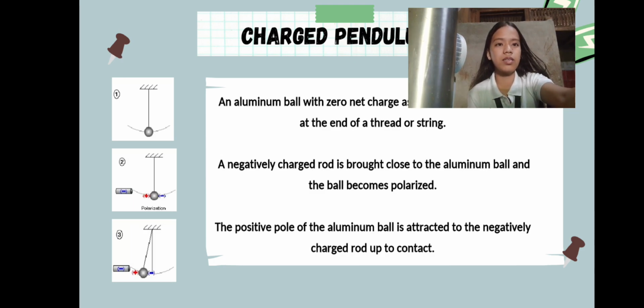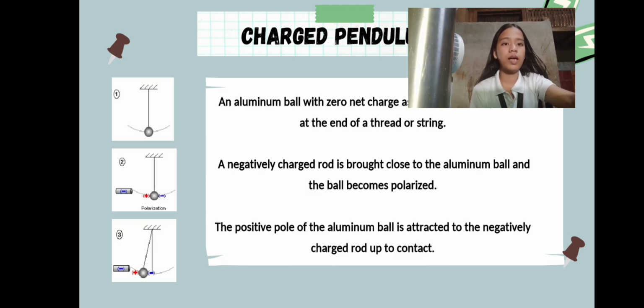And next is stage 2. So a negatively charged rod is brought across the aluminum ball and the ball becomes polarized. So in stage 2, the negatively charged rod is brought close to the aluminum ball. The ball does not touch yet, but something happens. The charges inside the ball start to separate, the negative charges move away from the rod, and the positive charges move towards it. This process is called polarization. The ball is still neutral overall, but the charges inside are rearranged. So as you can see in the image.